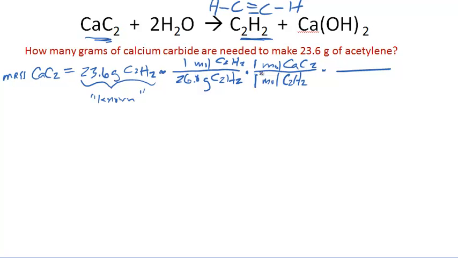Now at this point we have the moles of calcium carbide that are required to make this much acetylene. So now all that remains is to convert the moles to mass, and so we need the molar mass of calcium carbide, which is 64.1 grams.